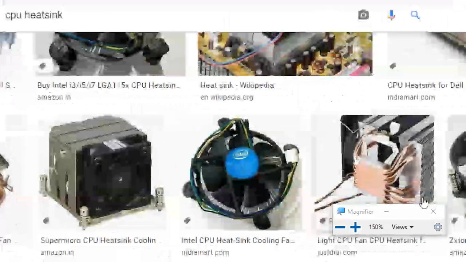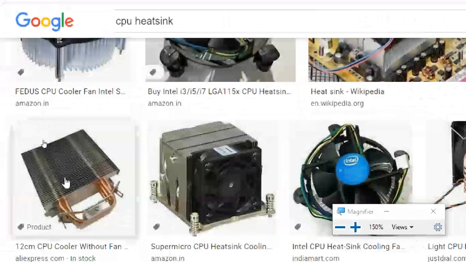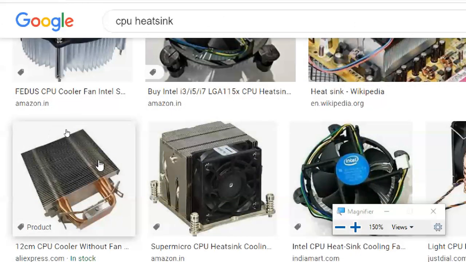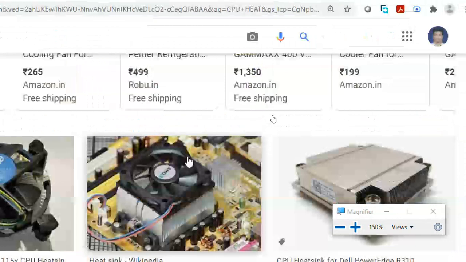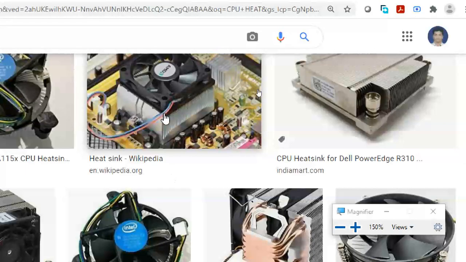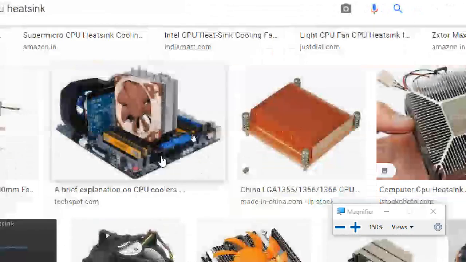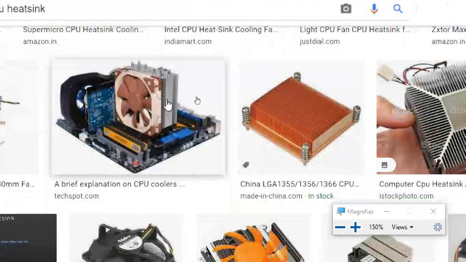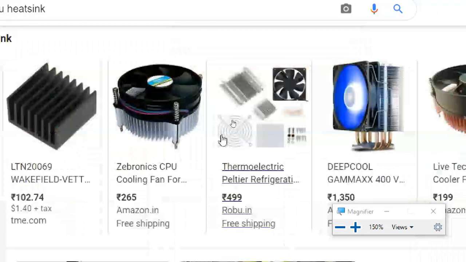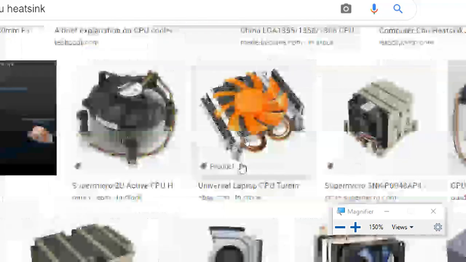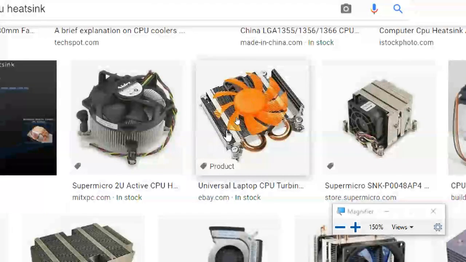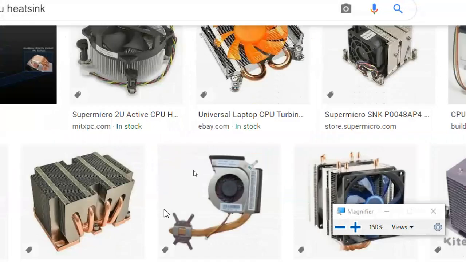These are different types of heat sinks. If you go to the AMD type, you will get a very heavy heat sink, because AMD processors generate a lot of heat compared to normal Intel processors. So we need a bigger heat sink. These heat sinks are an aluminum alloy type, with copper contacts also there.